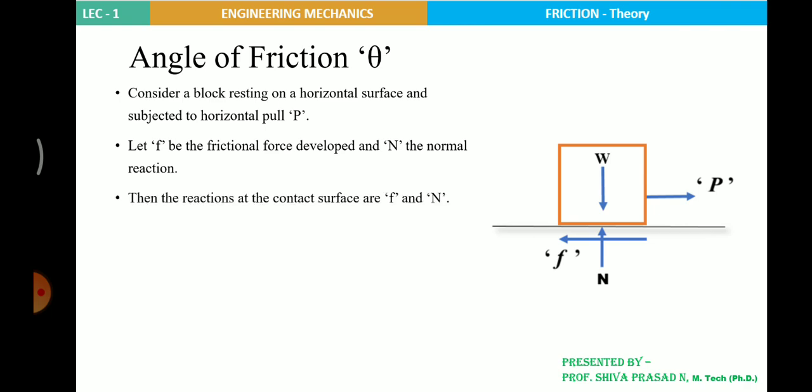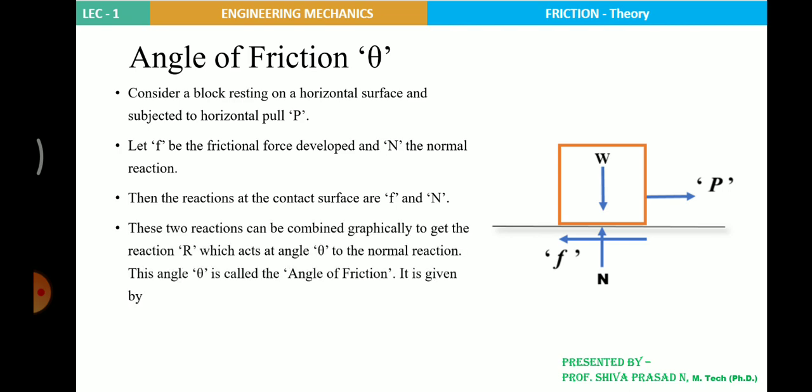So now these two forces, that is the frictional force F and the normal reaction N, are called the support reactions, or the reactions at the contact surface of the block and the horizontal surface. These two reactions can be combined graphically to get the reaction R. Just observe these two forces, the frictional force F and the normal reaction force N. Combined, we can replace them with a reaction force R.